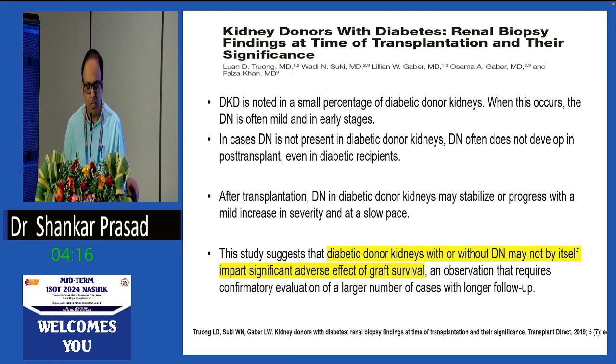What they found is that a small percentage of diabetic donors will have DKD, usually class 1, maximum 2A. And if there is no diabetic nephropathy in the biopsy, it is very unlikely they will have diabetic nephropathy even in follow-up biopsies. And if they had early changes of diabetes in the biopsy, even on follow-up there was slow progression or it stabilized. So what they suggested is that diabetic donor kidneys, with or without diabetes, may not by themselves have a significant adverse effect on graft survival.